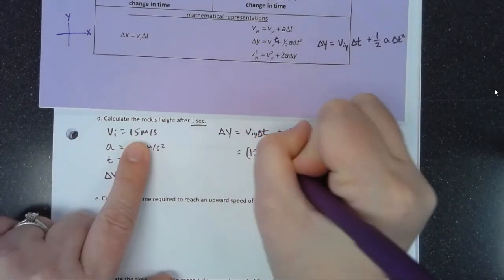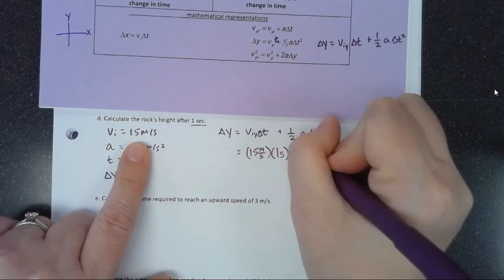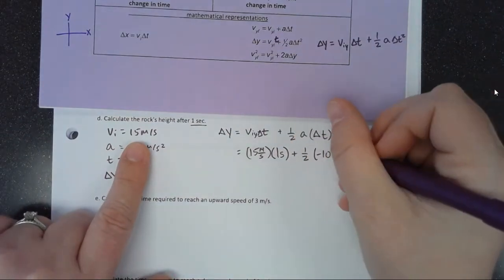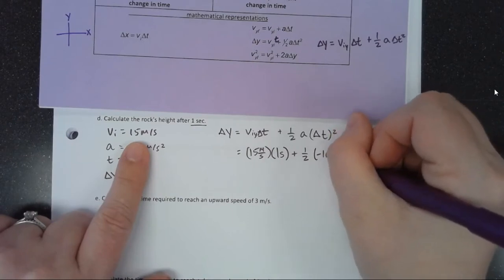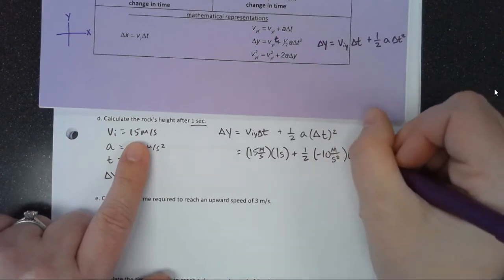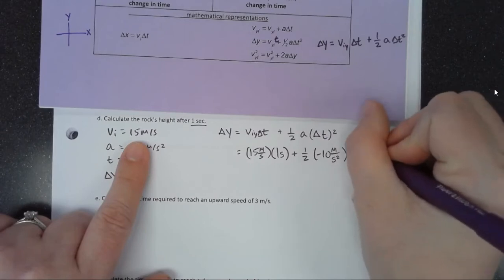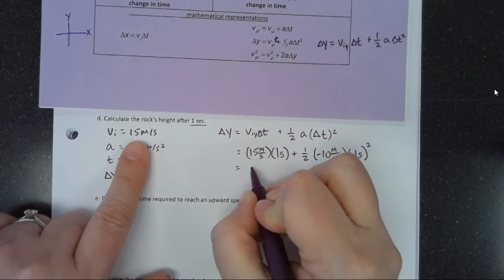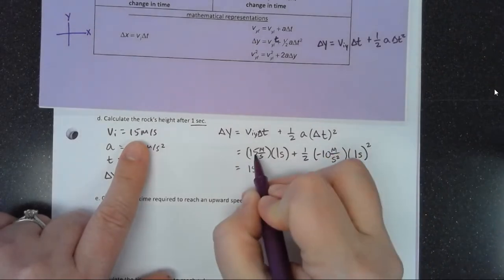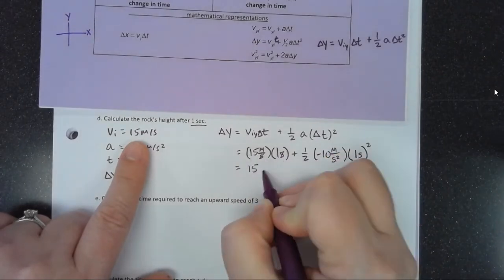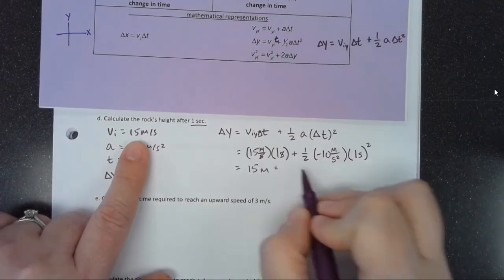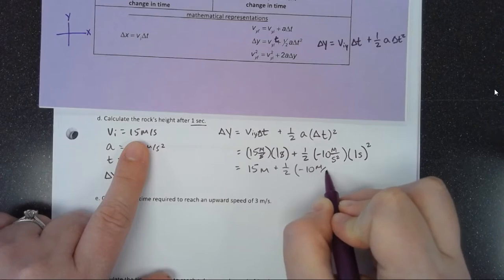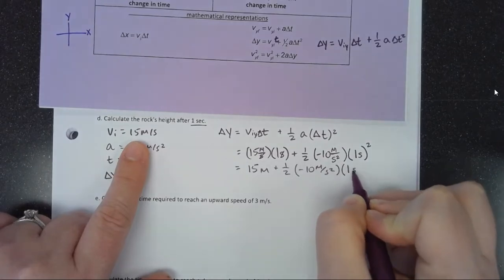Okay, so our initial velocity was 15 meters per second. Our time is 1 second, which makes all of our math easier. Plus 1/2 times acceleration times time squared, which is going to be 1 second squared. So we know this first part is going to give us 15 as our number, 15 times 1, and then the seconds cancel out, so it's 15 meters plus. Then we've got 1/2 times minus 10 meters per second squared times 1 second squared.